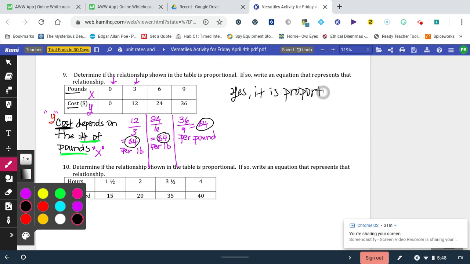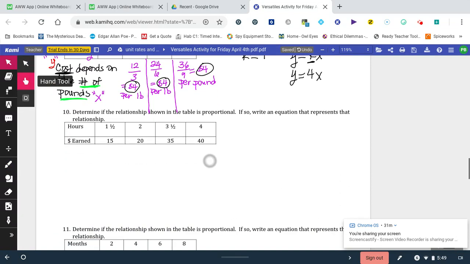And I know the constant of proportionality is that number I keep getting. So k is equal to 4. That's my constant of proportionality. My equation is written in the form y equals kx. k is 4, so I write y equals 4x. That's the equation. Well, where do you see y equals 4x?